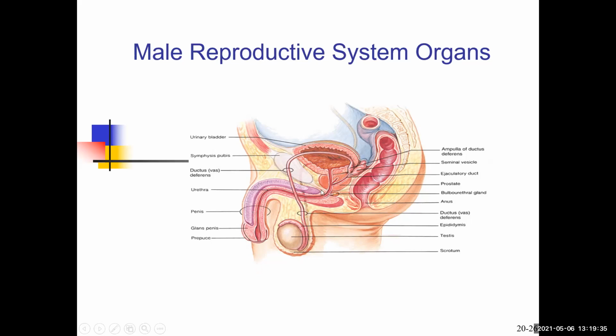Okay, so the next organ is the penis. The penis has two kinds of erectile tissue. The upper one is called the corpora cavernosa, and the lower one is called the corpus spongiosum, and the urethra runs through the corpus spongiosum. Okay, so this is the penis. You see there is the glans penis and there is the prepuce, which is the skin covering it. So this is the primary organ, and all other organs are accessory organs of the male reproductive system.